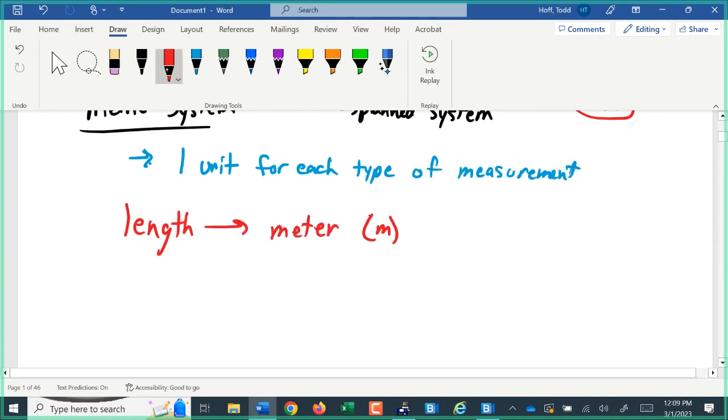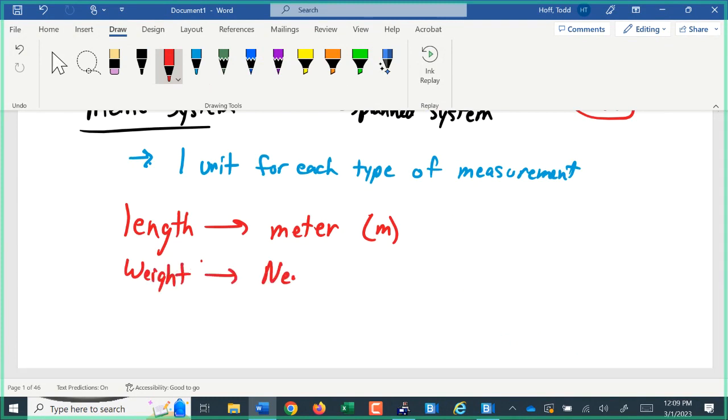For weight, they used a unit called a Newton, developed with a capital N, abbreviated with a capital N. The metric system tends to focus on mass, where the standard system or customary system focused on weight. The unit for mass was a gram.